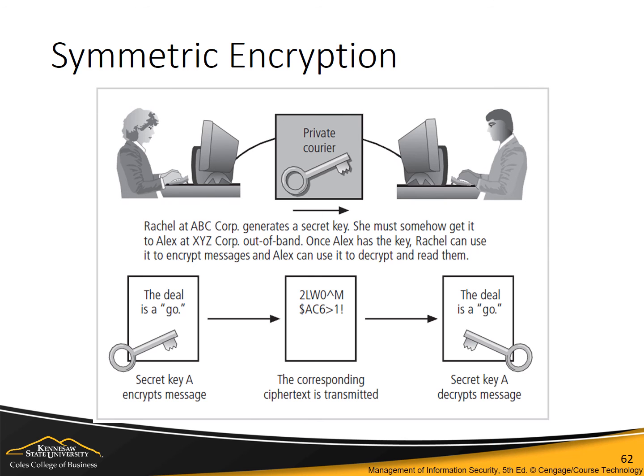Let's look at an example of symmetric encryption. Rachel at ABC Corporation generates a secret key which she wants to send to Alex so that their communications are private and secret. Once Alex has the secret key, Rachel has the ability to encrypt messages, and Alex can use the key to decrypt and read the encrypted messages.